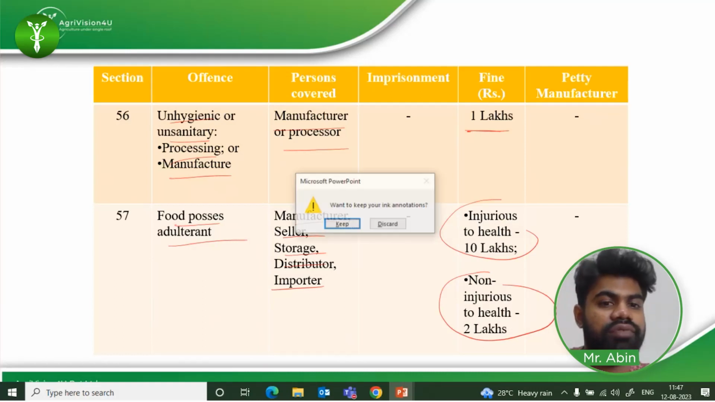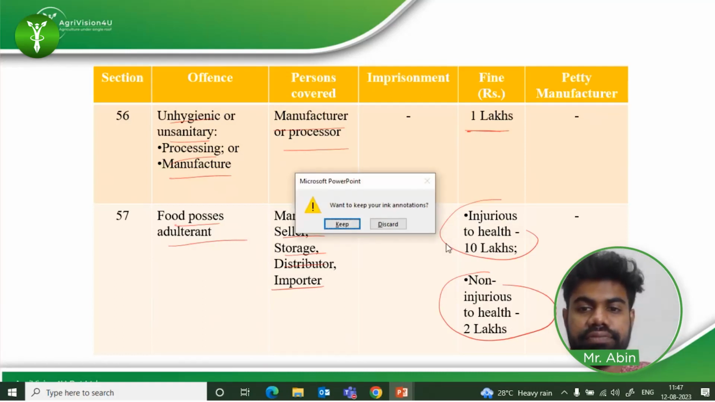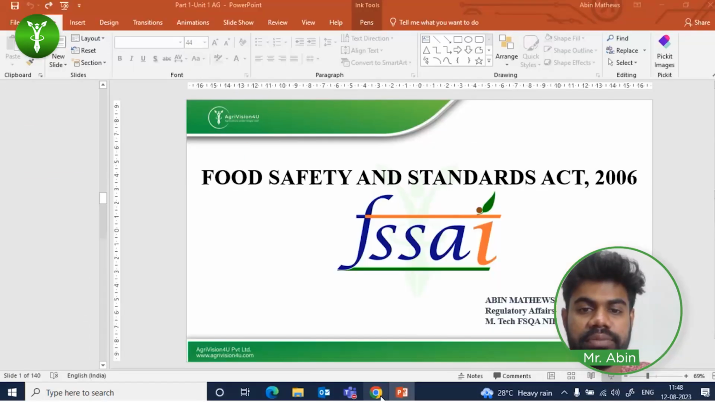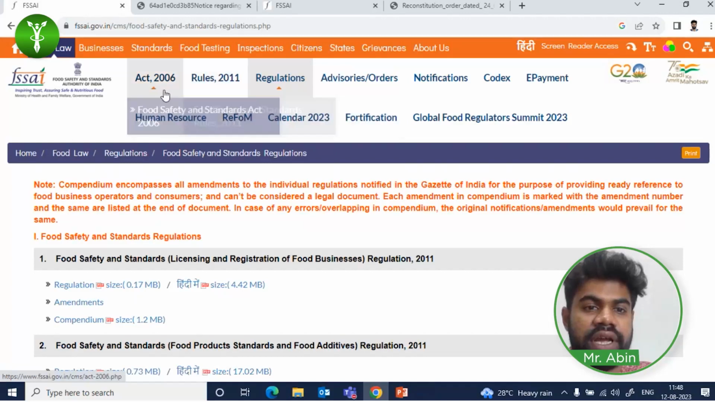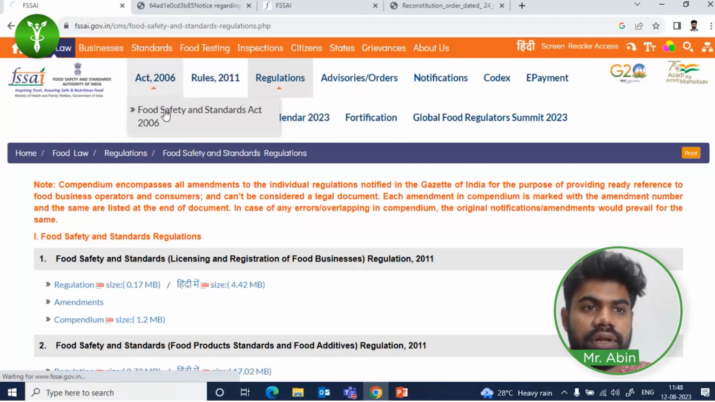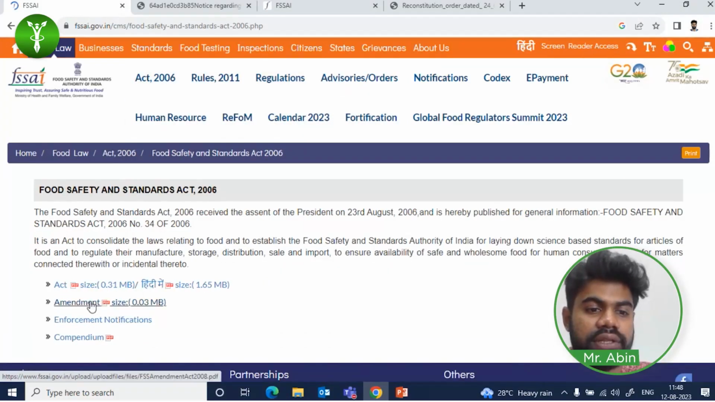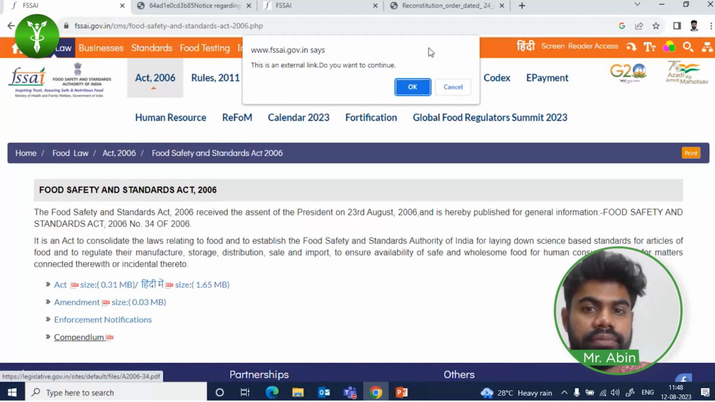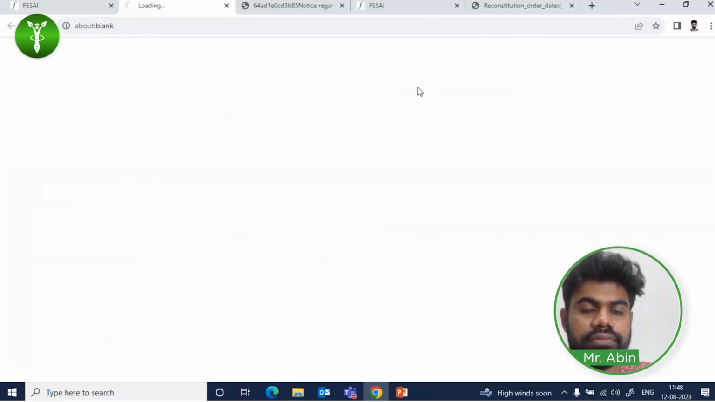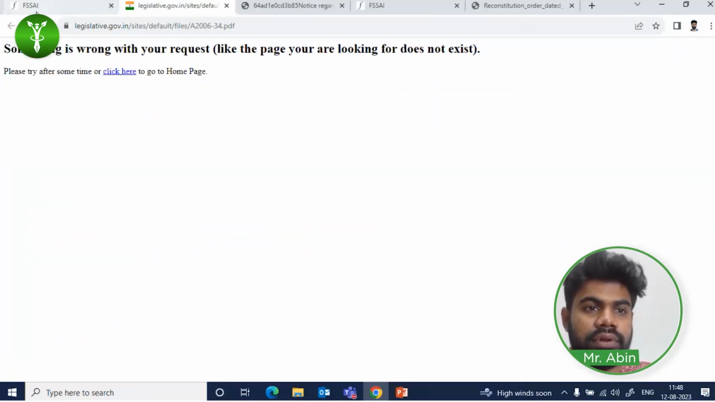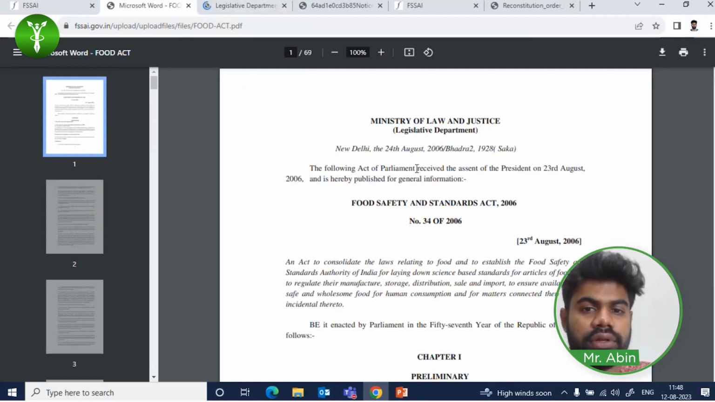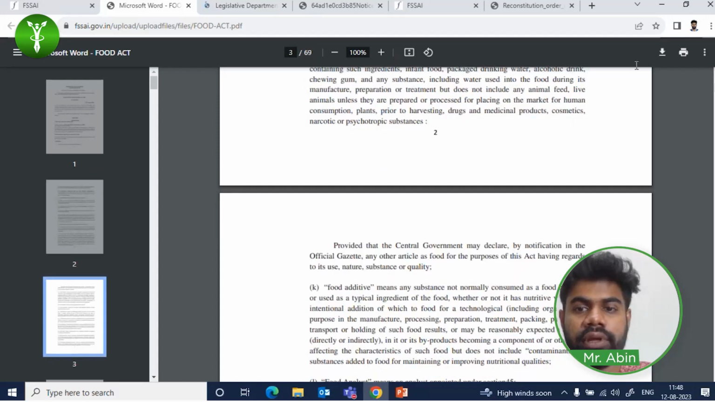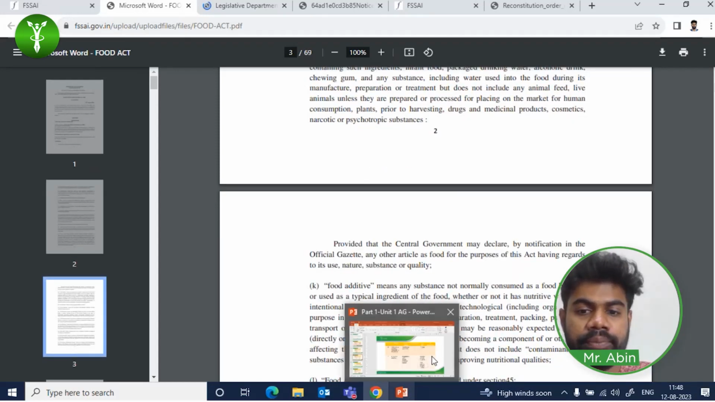For detailed information, if you want, you can go to the website which I have already told you. Go to the FSS Act, take this here, and you take the compendium. You get it here. Okay, so that's how it is.